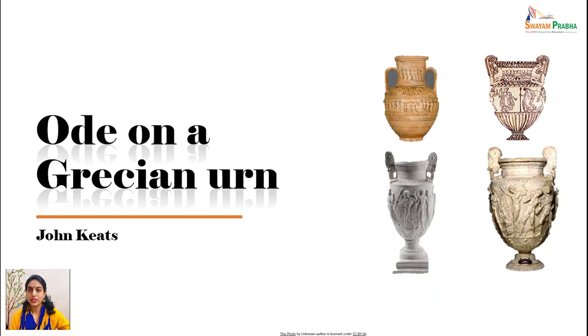This ode is addressed to a Grecian urn. And what is an urn? So an urn, in simple words, is a rounded vase with a narrow neck. Here, the urn which Keats is referring to is a piece of Grecian art and sculpture. And we know that Keats had an extraordinary interest in Hellenism, that is, the study of ancient Greek culture. So we can say that this poem was inspired by the same.